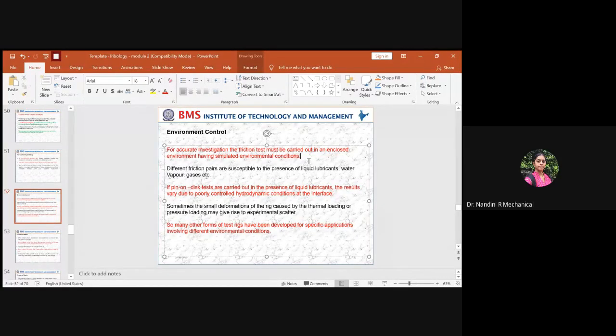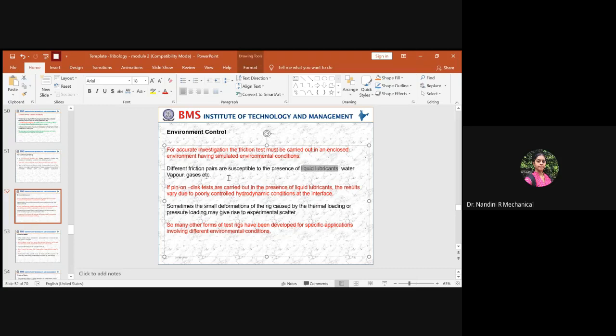So the only possible way is to simulate the environmental condition and check what the accurate investigation for the friction is before it is applied in practice. So that should be done here. And I told you that different frictional pairs can be susceptible to various parameters, such as when you are using lubricants, where the grades vary. The level of viscosity in the lubricant varies, and also the water vapor and the gases applied on the other substrate by means of some vacuum pressure. So all these will have different frictions.